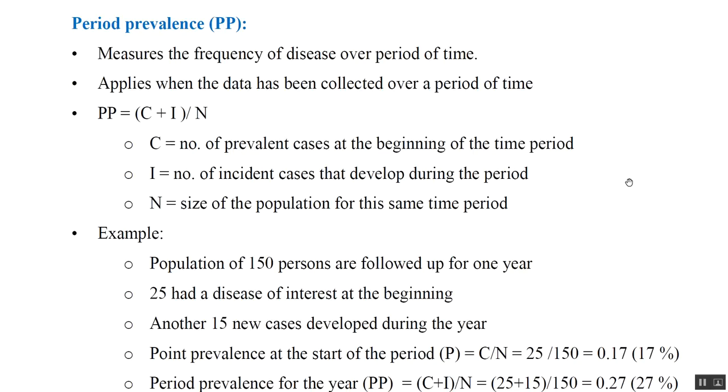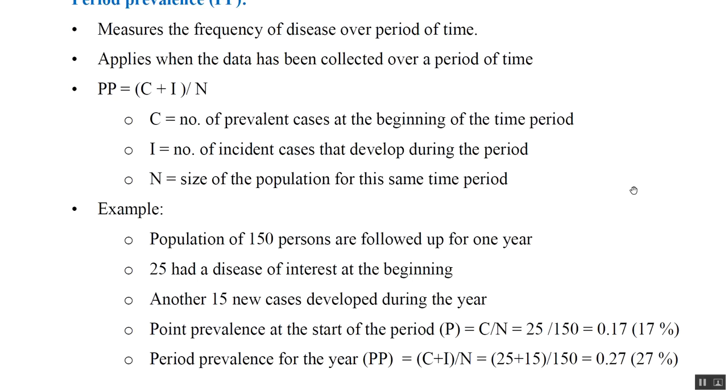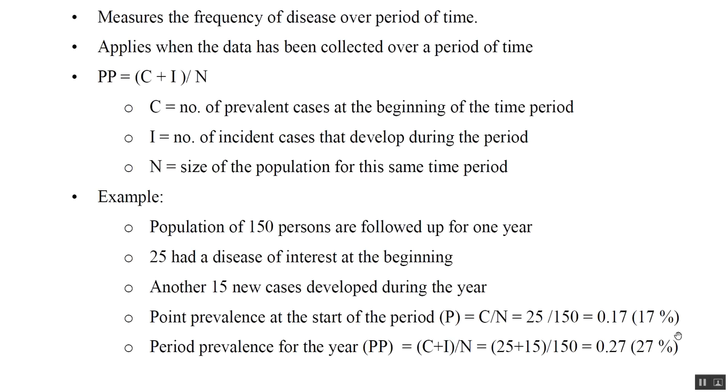So for example, 150 people are followed for 1 year and 25 had disease and another 15 developed new cases during that year. So point prevalence, if we count, it is C by N, so 25 by 150, and that will give us 0.17, so that is 17%. While if we count period prevalence, we have to also include 15 cases in the numerator, so 25 plus 15 divided by 150, so that will give us 0.27 or 27%.